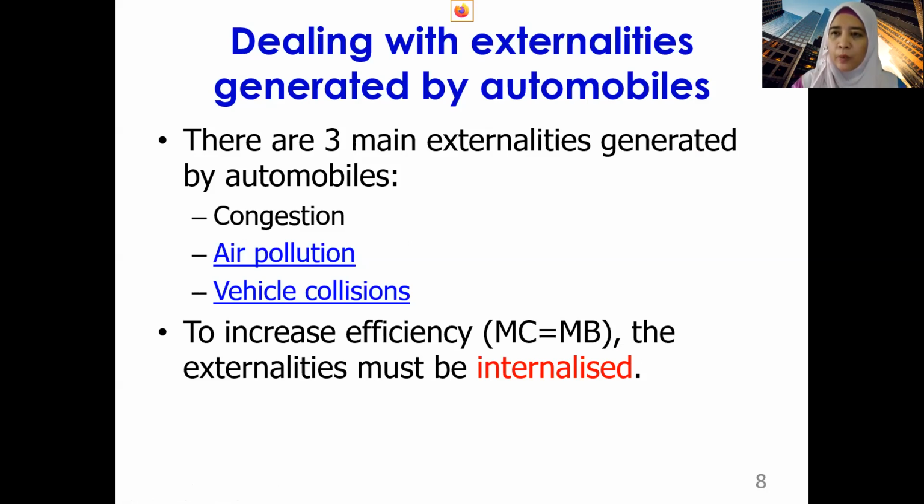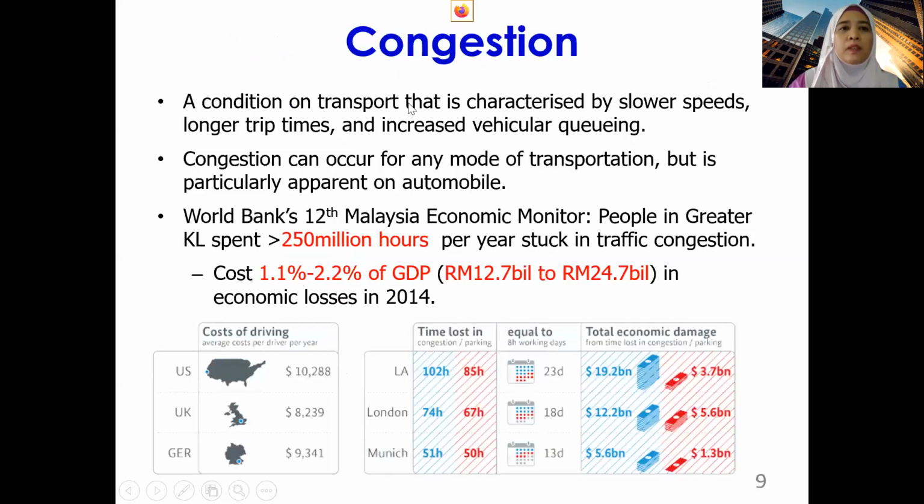Increase the price by what? By introducing taxes, with the main intention to internalize the social cost just now. Internalize meaning we charge a higher price to be reflected in the private cost. Now, congestion, what's that? What's the definition?